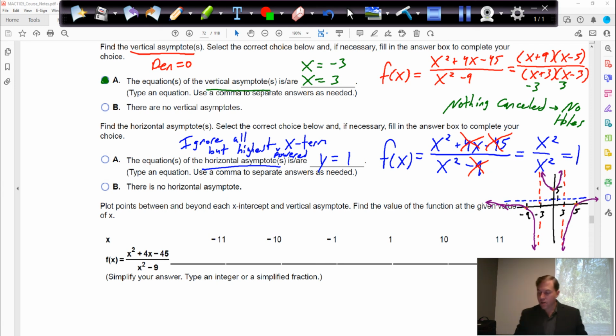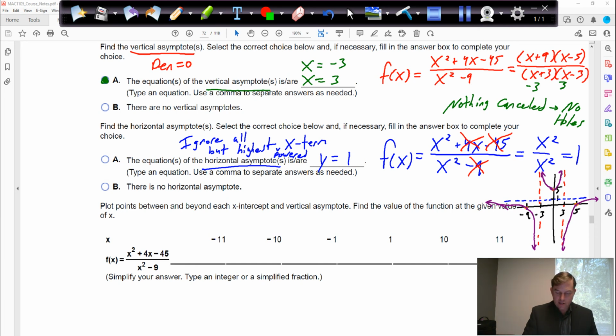Now, for large values of x, it's going to approach the horizontal asymptote, but for small values of x, it can touch it. However, it can never touch the vertical asymptotes because that would cause a divide by 0 error. But you could potentially touch the horizontal asymptote, and we'll see that.